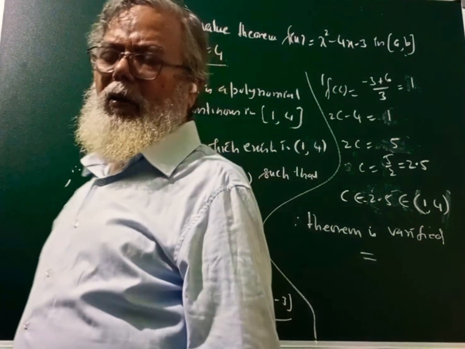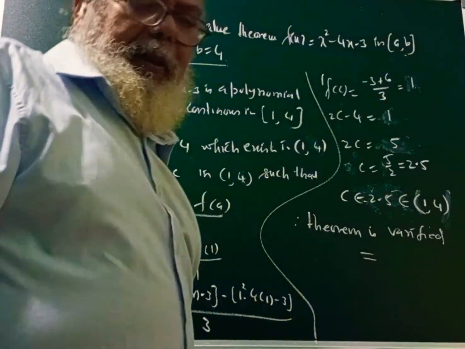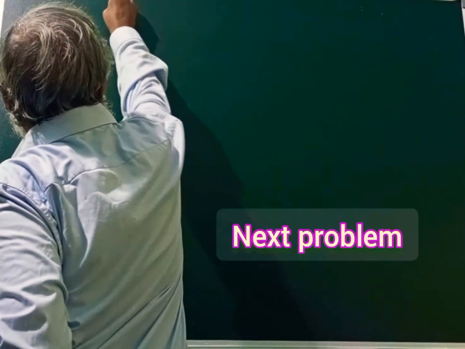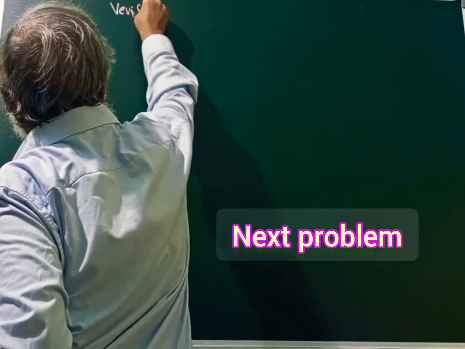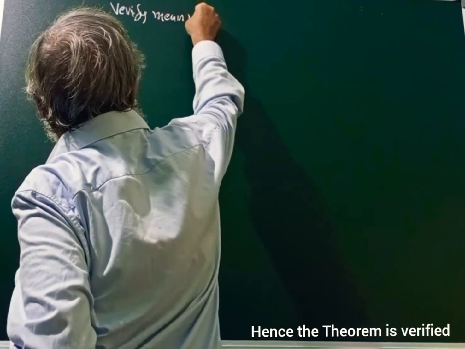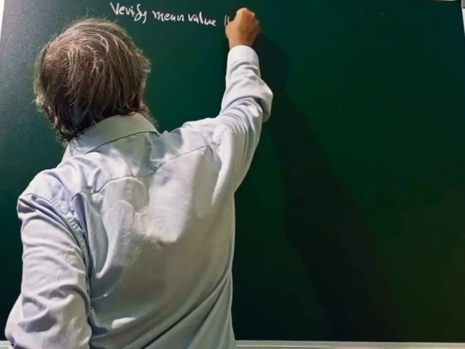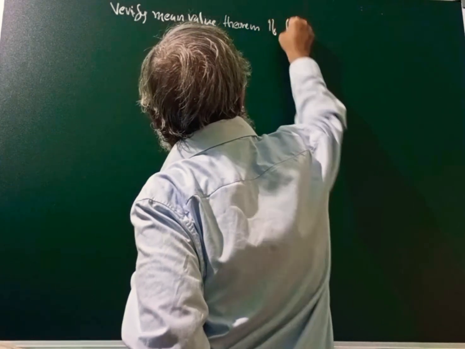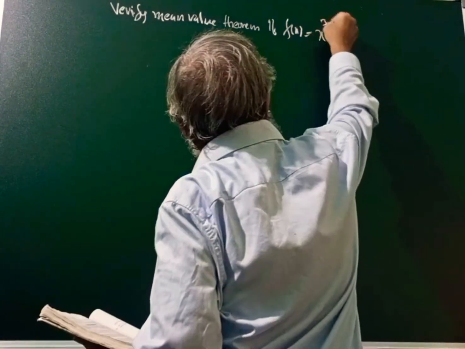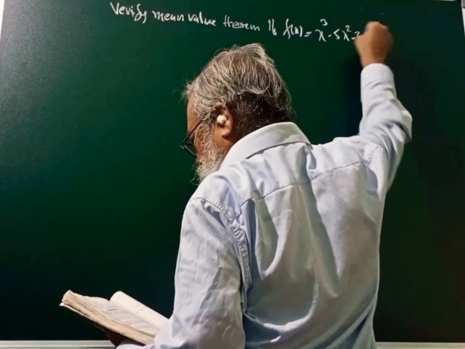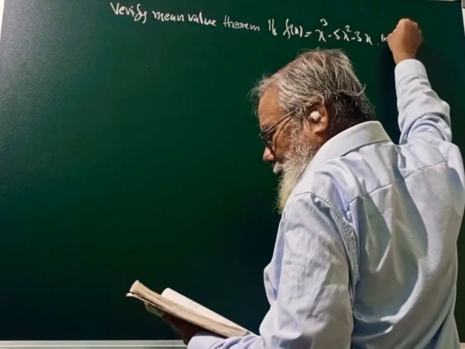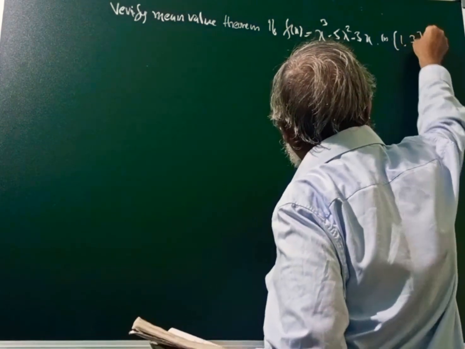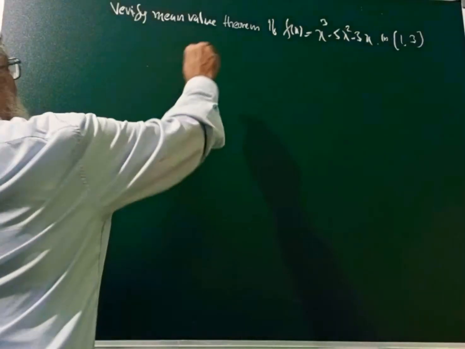7 by 2, that is 3.5, belongs to the interval. Therefore, the mean value theorem is verified. Now verify the mean value theorem for f(x) is equal to x cube minus 5x square minus 3x in the interval 1 3. In this type of problem, the procedure we adopt is as follows.